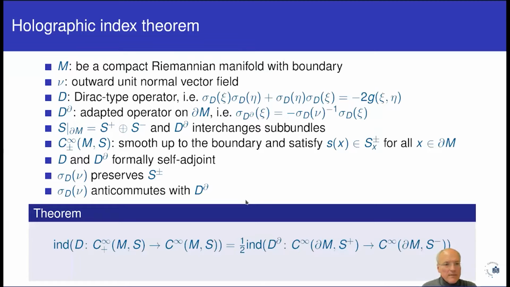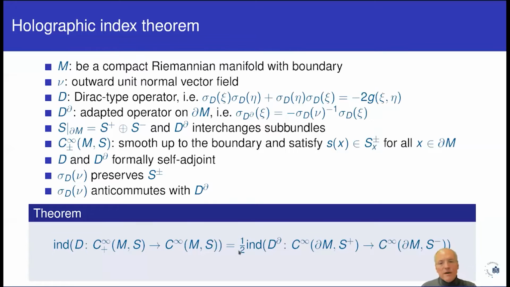So these are the assumptions. All right, here's the theorem. I can look at the index of the operator on M, subject, let's say, to the plus boundary conditions. And then I can relate this directly to 1/2 the index of the boundary operator on the boundary, which is acting actually on a closed manifold, which maps S plus to S minus. And similarly, you can interchange the pluses and minuses in the whole formula, and they get the same thing up to a sign. So that's the holographic index theorem.